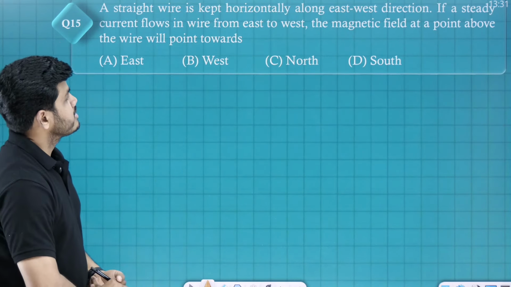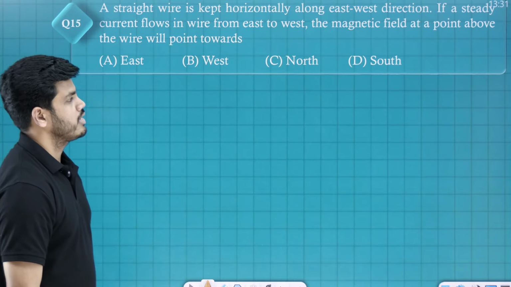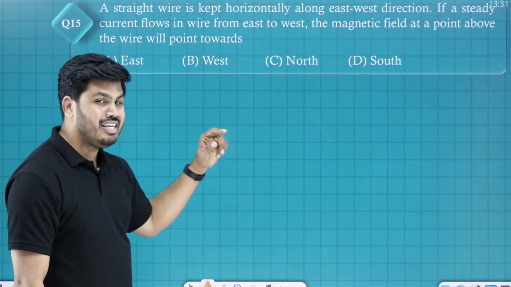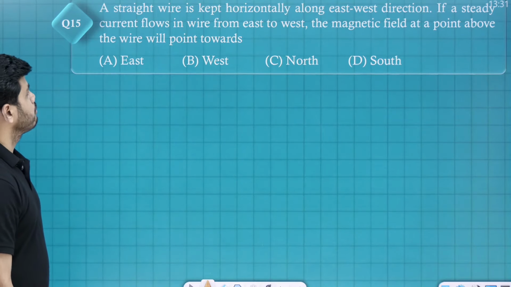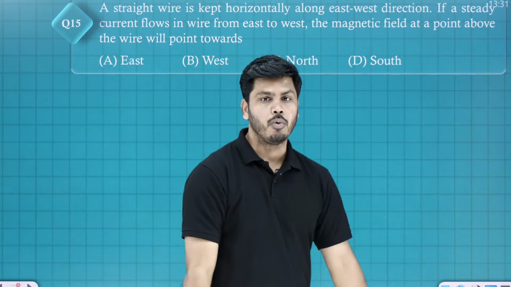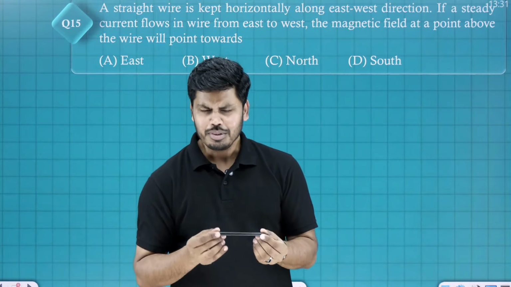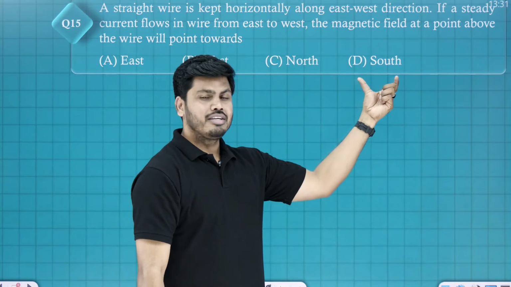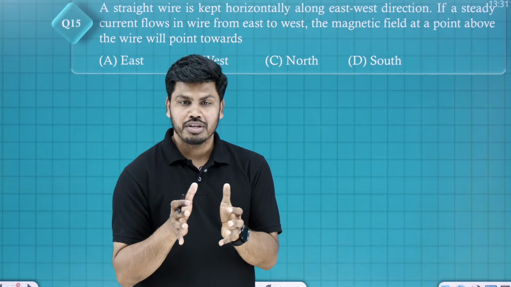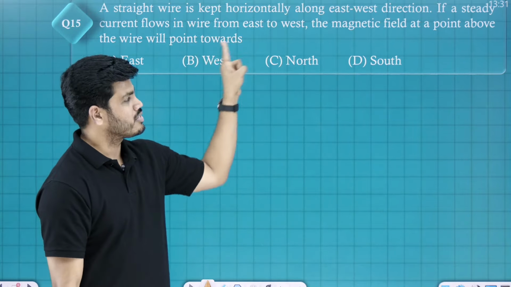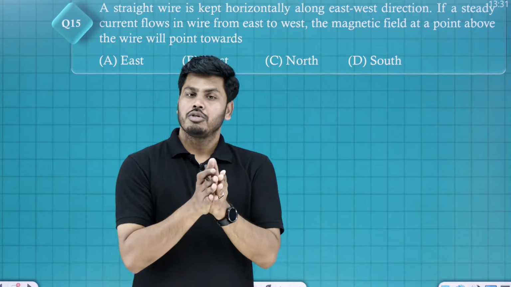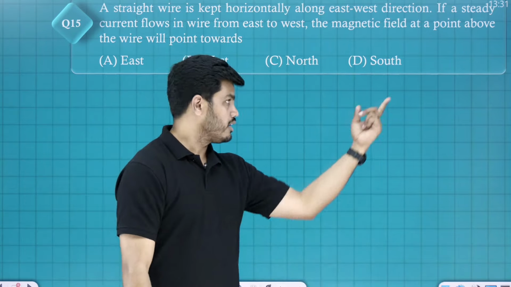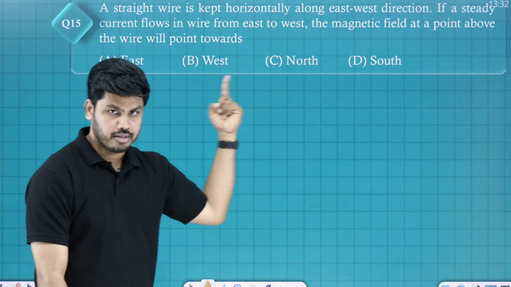A straight wire is kept horizontally along the east-west direction. If a steady current flows in the wire from east to west, the magnetic field at a point above the wire will point towards. See, mostly, whether it is MCQs or 2-mark questions, you will be asked to identify the direction. Whenever it is given in east-west combinations in the question, your answer also should be in east, west, south or north. Those options only. In that way you have to represent the direction. And here it is easy, we are given the options also in the same way.